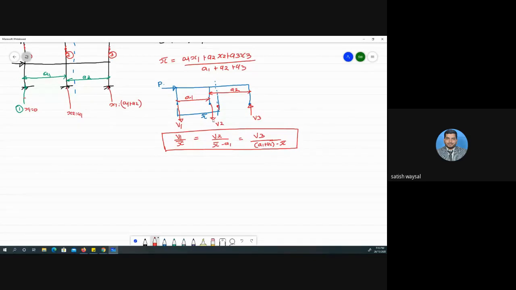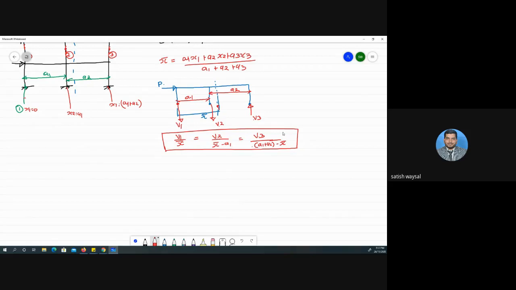This will be the relation we establish between three forces. But this will not give you the result. What will happen? Suppose we take moment about any one point, suppose we take moment about this force. Then we'll get an equation in terms of V2 and V3. But we have a relation for V2 and V3.